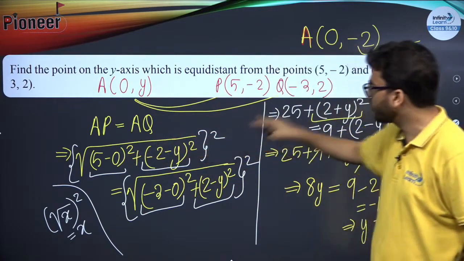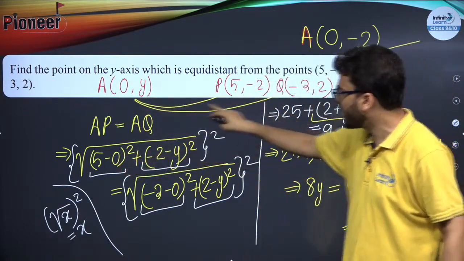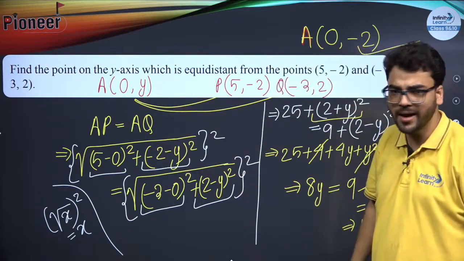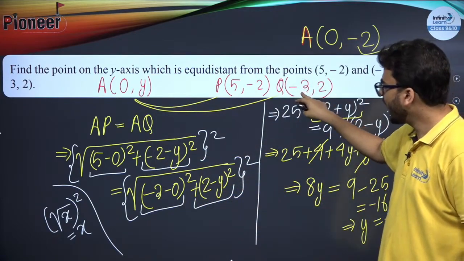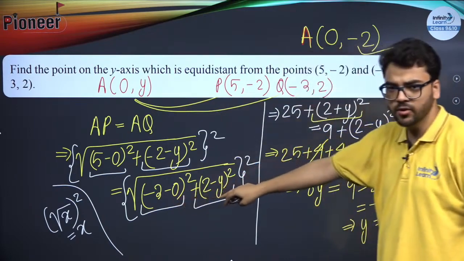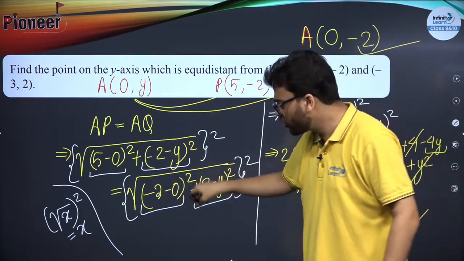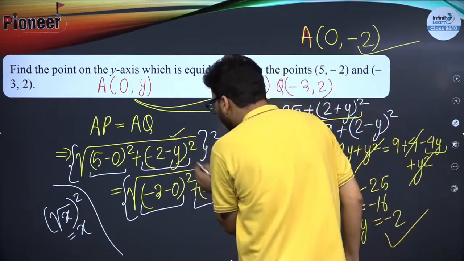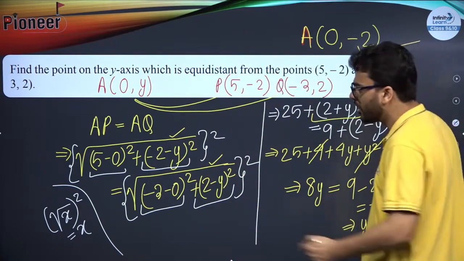AP will be square root of (x2 minus x1) that is (5 minus 0) the whole square, plus (y2 minus y1) that is (minus 2 minus y) the whole square, under root of it. And that is equal to AQ, which will be (minus 3 minus 0) the whole square, plus (2 minus y) the whole square, and under root of it. Now in order to remove this square root, I will square on both the sides and hence the square roots will be removed. Now let's simplify.